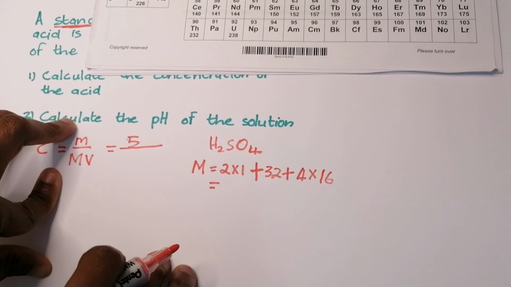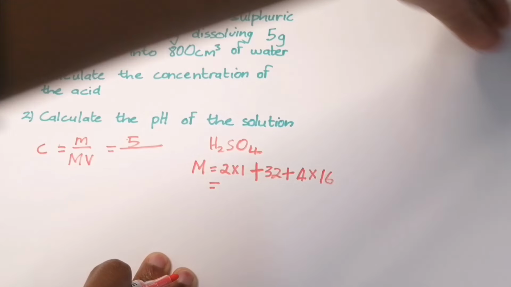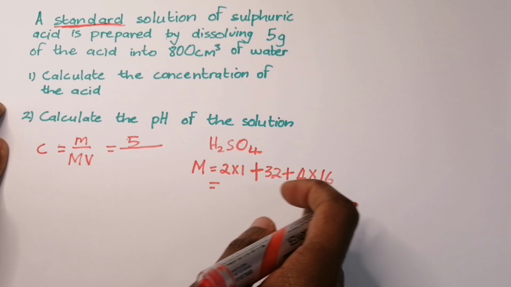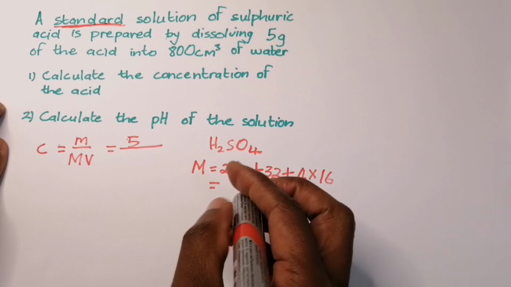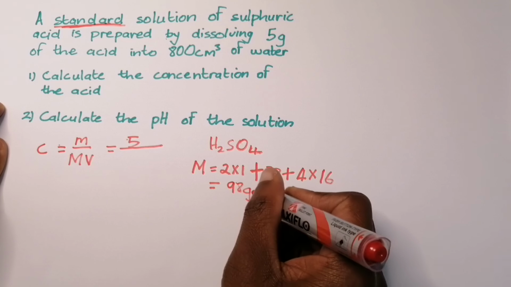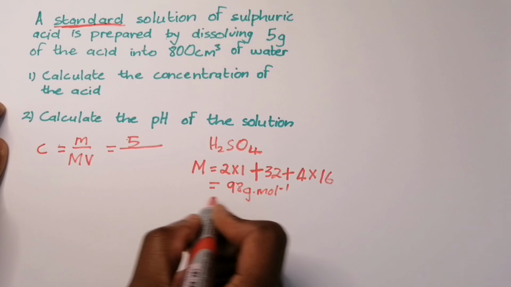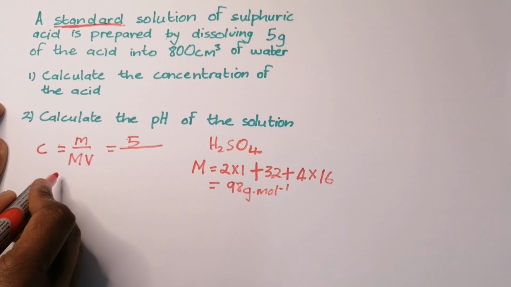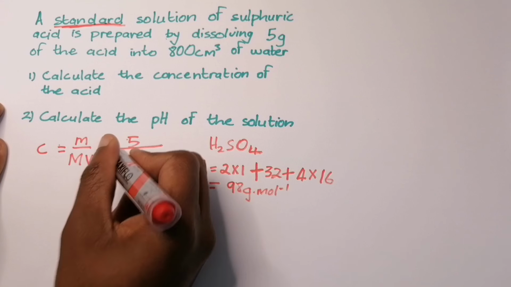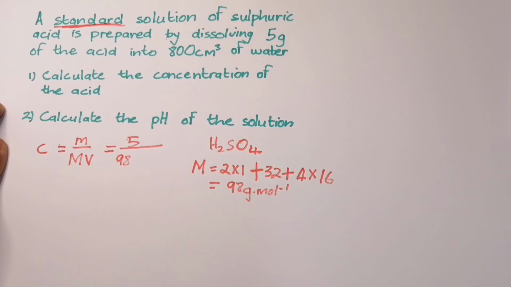Remember, I'm doing this for some of you who may have forgotten about this part of chemistry. So in this case, that's 2 times 1 plus 32 plus 4 times 16, and I get a value of 98 grams per mole. Please don't lose track. What are we trying to do? We're trying to get the concentration of sulfuric acid. So I know my molar mass value is 98.